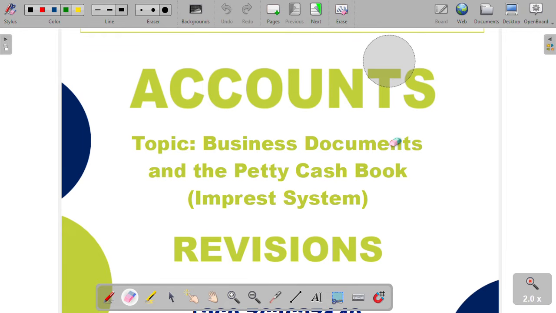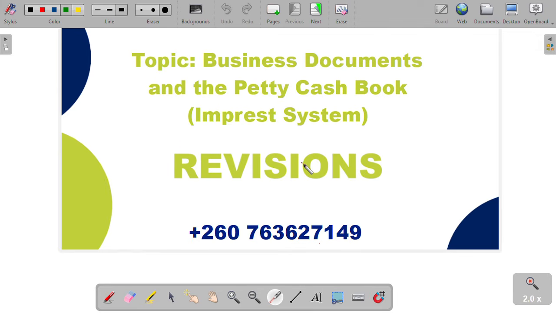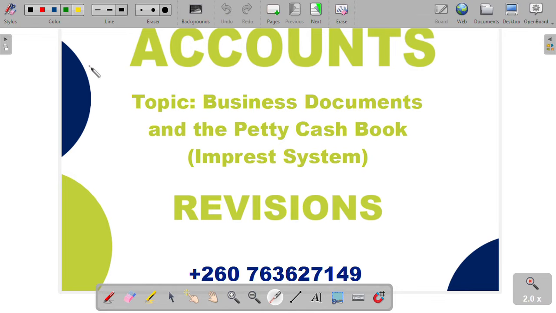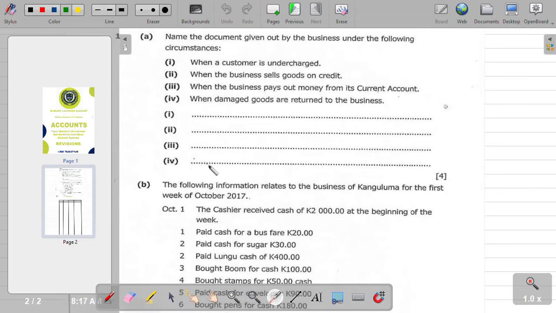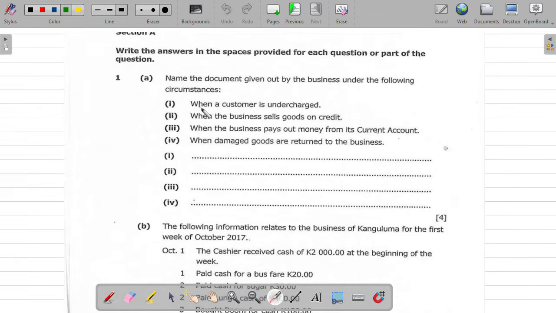So we're looking at an exam paper, and it's coming from the topic business documents, and the petty cash book, which is the imprest system. So this is the revision class, looking at one of the exam question papers. Let's get into it. So this is the paper.